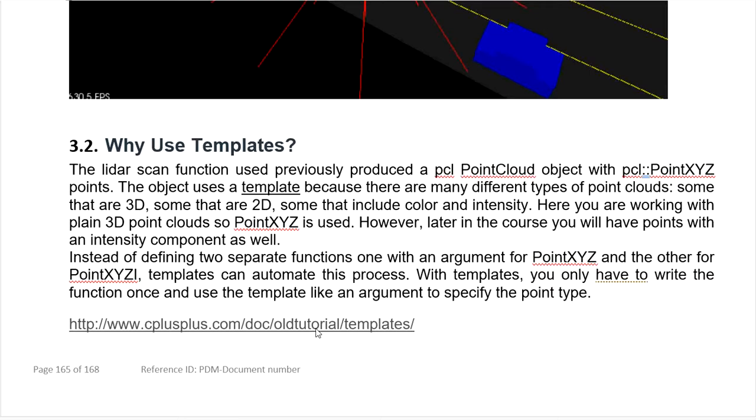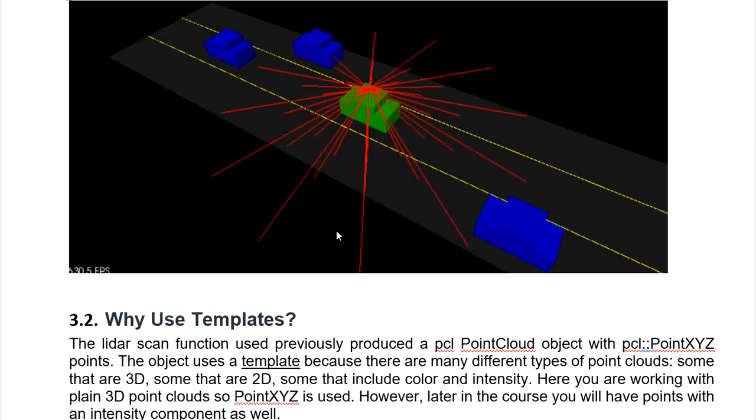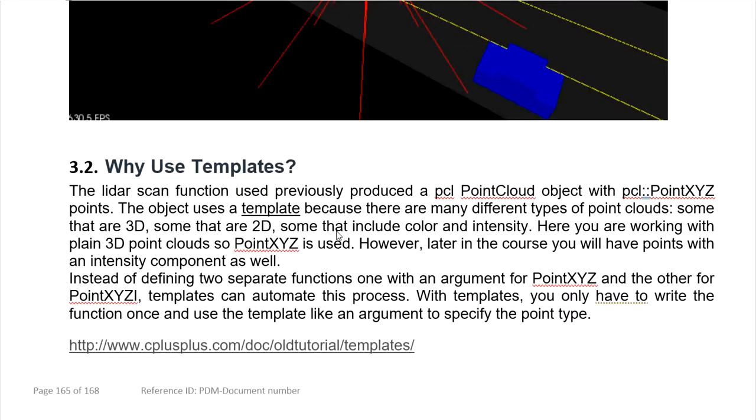Okay, right here we use the PCL point cloud library. Sometimes we get a variable XYZ, okay, we don't need intensity. But sometimes for the same code we want to get the variable XYZI, so we cannot write two functions, okay? It's a waste of time, okay? We just want to write one function, okay, and we just change the variable inside and we reuse the code, okay? That's the benefit of templates.